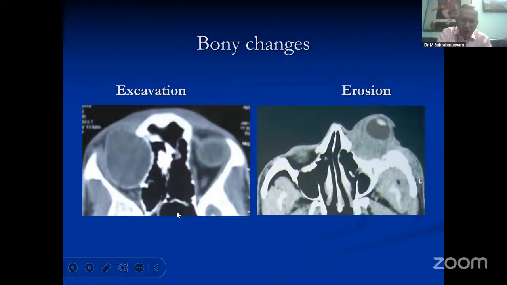So in the bone, when there is a prolonged pressure by a benign tumor, there will be an excavation. The bone yields. There is a concavity there. This is called excavation. When there is a malignant lesion or a fungal lesion, the bone gets eroded. This is called erosion. The surface you can see is irregular, whereas the surface here is very smooth and concave.